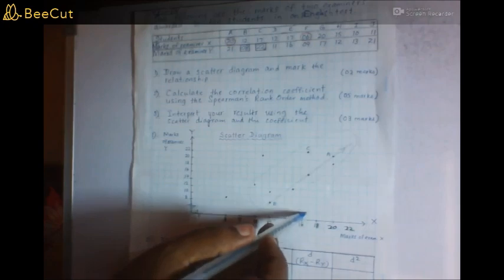B: 12, 8. Where's 12? Here. 8 here. That's B. C: 17, 22. Where's 17? 16, 18. So 17 is here in the middle, and 22. That's C. Likewise, draw all the dots. How many dots should be there? 10 students, no? 10 dots. See? 1, 2, 3, 4, 5, 6, 7, 8, 9, 10.